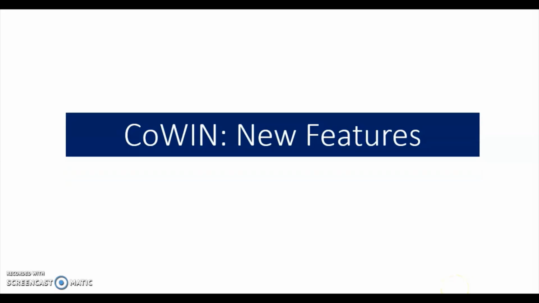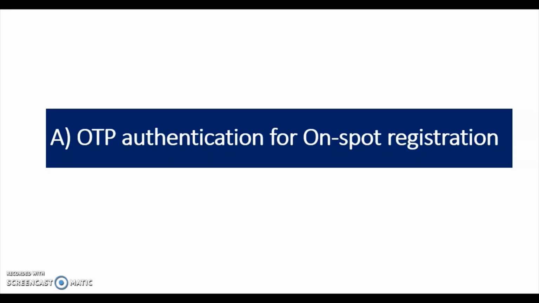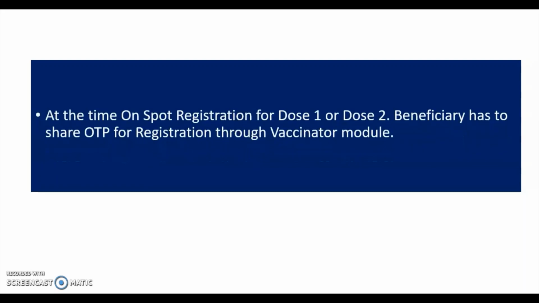New incorporated features in CoWIN. OTP authentication for on-spot registrations. At the time of on-spot registration for dose 1 and dose 2, the beneficiary has to share a one-time password for registration through the vaccinator module.